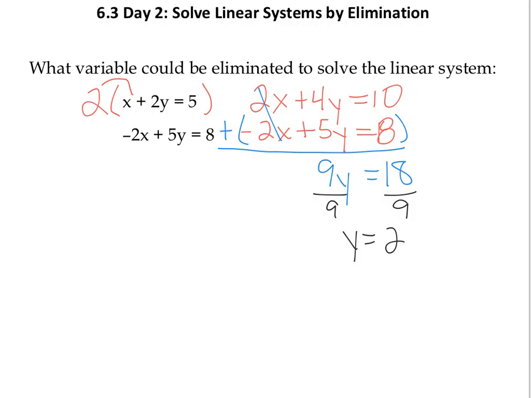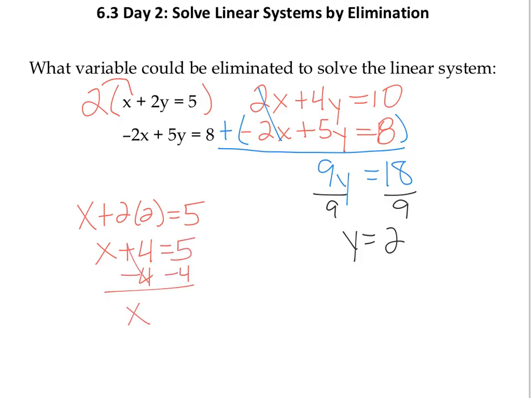And then I can plug that 2 back into either of my two original equations. I'm going to pick the first one because it's already got the x without a coefficient there, so that's a little bit helpful. So I'll have x plus 2 times 2 equals 5. That's x plus 4 equals 5. When I subtract 4 on both sides, I get x equals 1. So my solution would be 1, 2. Right, it's an ordered pair, x, y.